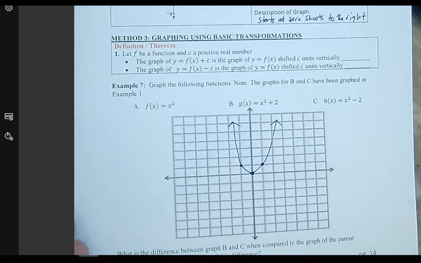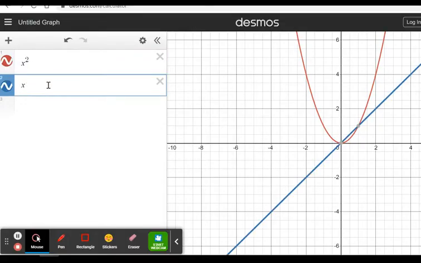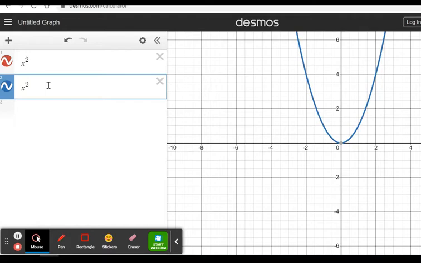Okay, and then the next two that we're going to graph are going to be x squared plus 2 and x squared minus 1. So I'm going to put those on the computer so that we can see what we're going to get. So the first one is x squared plus 2.